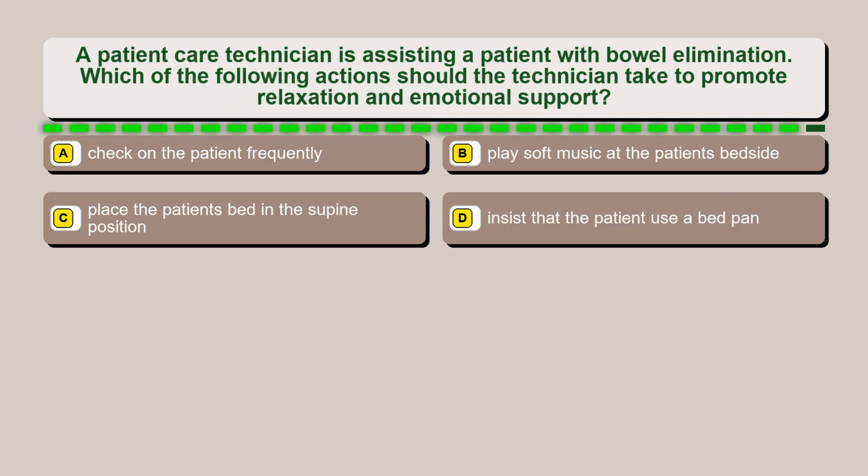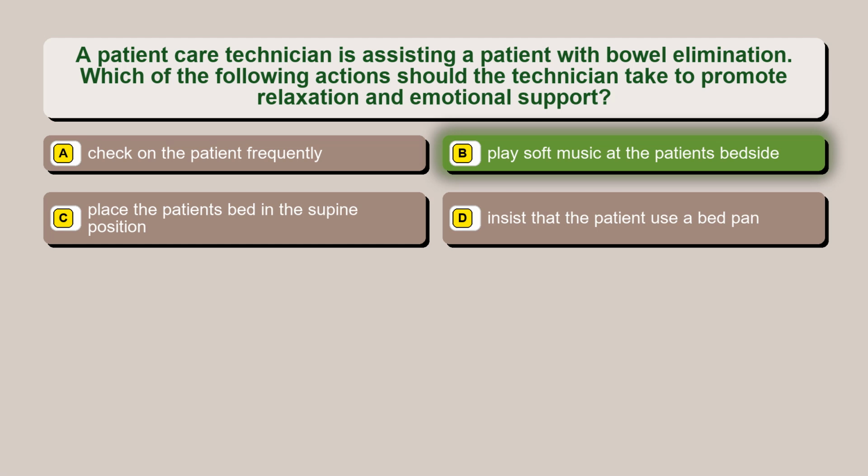Question 69. A patient care technician is assisting a patient with bowel elimination. Which of the following actions should the technician take to promote relaxation and emotional support? Option A. Check on the patient frequently. Option B. Play soft music at the patient's bedside. Option C. Place the patient's bed in the supine position. Option D. Insist that the patient use a bedpan.